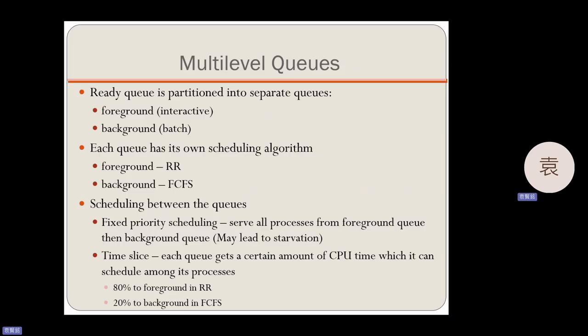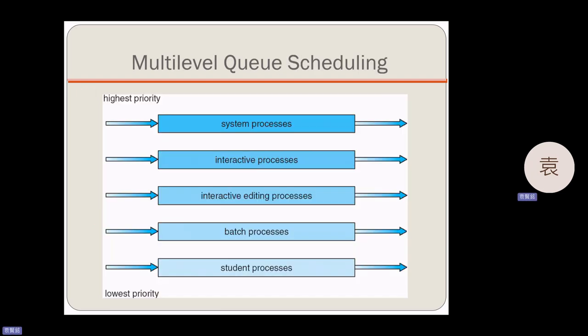So between the queues, they are preemptive, but within the queues, round robin is preemptive, and within the first come first serve is non-preemptive. Okay, but between the queues is preemptive.